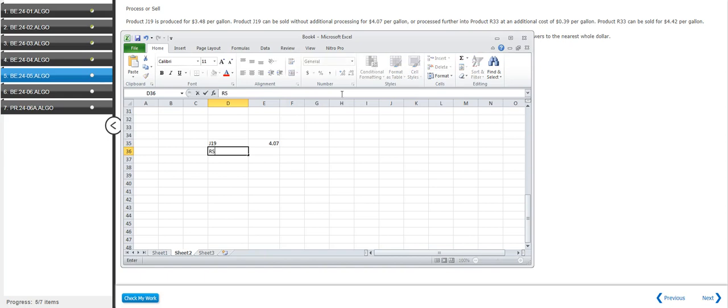If we process it further to R33, we can sell it for $4.42 per unit. But it's going to take an additional processing cost of 39 cents. So we have to subtract that out. Alright, so the net revenue we'll get from J19 is 4.07. The net revenue we'll get from R33 is 4.03. So J19 is better. We don't want to process this further, and it's better by 4 cents per unit.